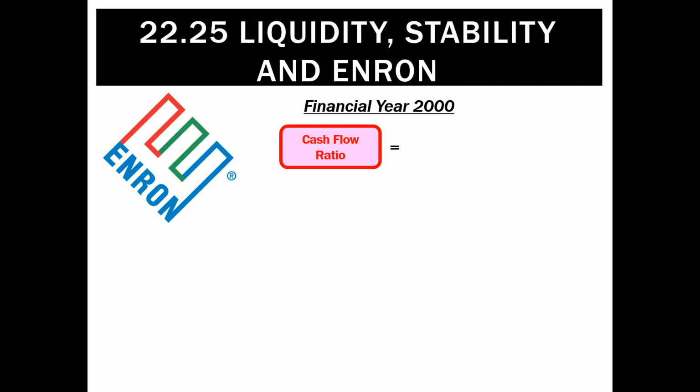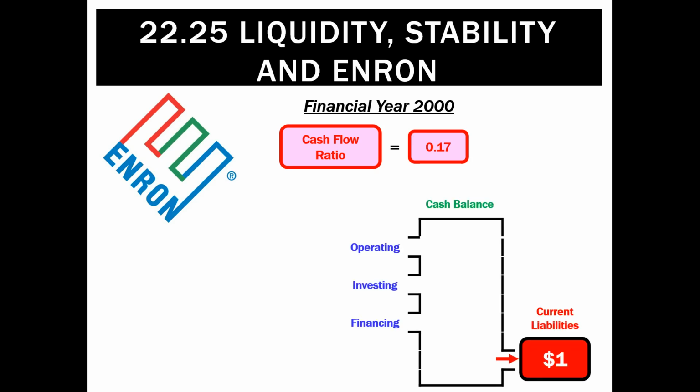The cash flow ratio looked at could we pay our bills from operating activities, which is the ideal situation, and that's a terrible result. We can see it's 0.17. What does that mean? It means for every dollar of current liabilities that were due in the next 12 months, Enron's operating activities were only generating 17 cents. So that must mean that they couldn't pay their bills.